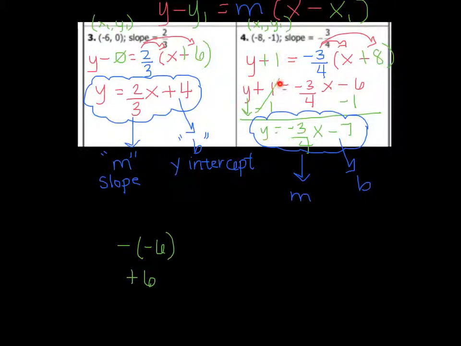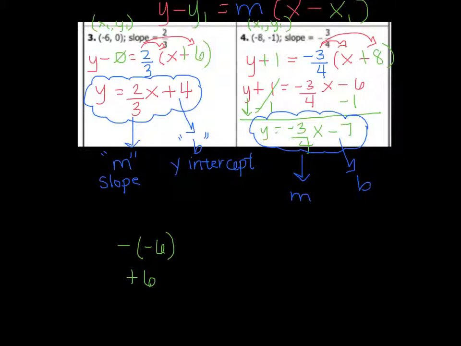Then I just brought this side down. Then the opposite of adding 1 was subtracting 1, so I did that from both sides. Over here it cancels. Bring down your y, bring down your negative 3/4 x, and negative 6 minus 1 is negative 7. That makes my slope negative 3/4 and my y-intercept negative 7.